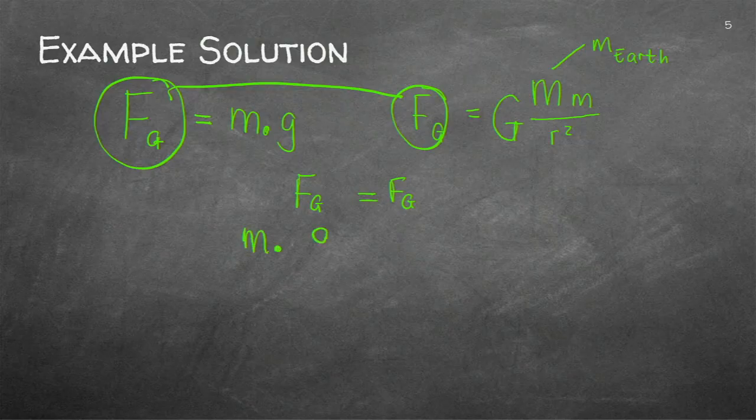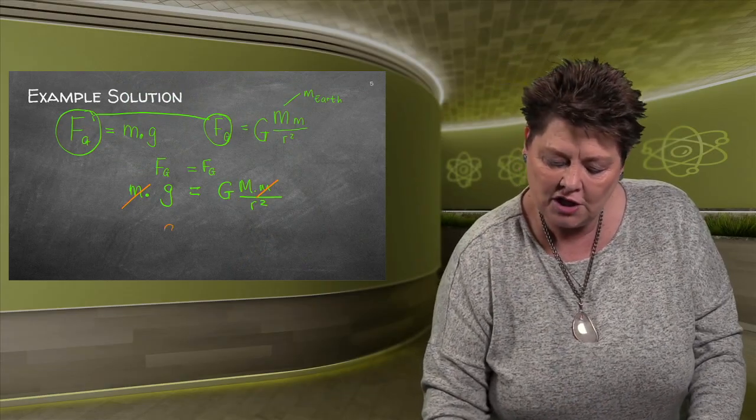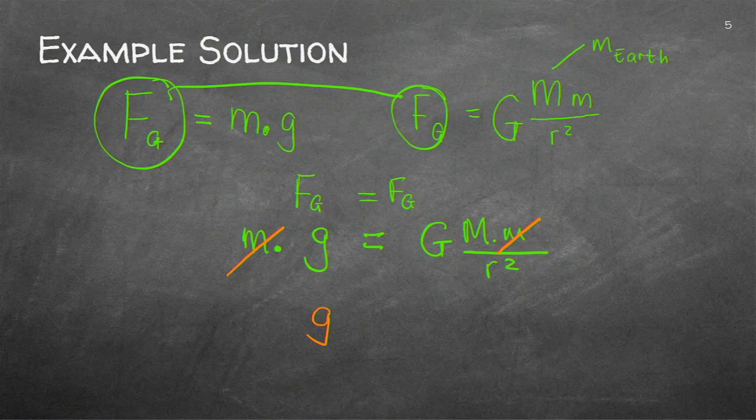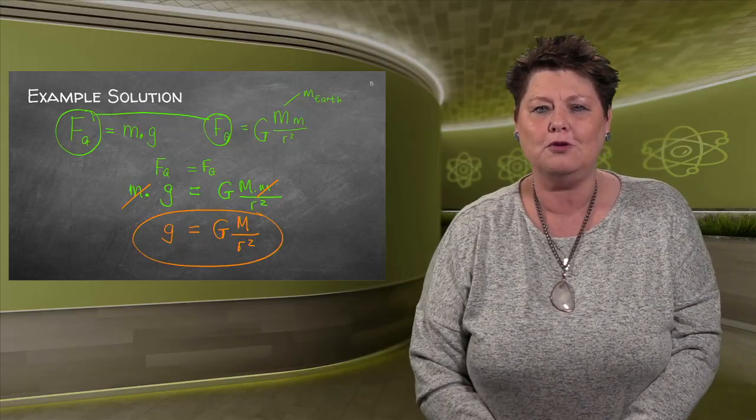m times g is equal to G M m over r squared, and this is the small mass of which you determine the weight. Can you see I've got a mass on this side, a mass on that side, which gives me a new equation, and you'll also find this on your information sheet. g, which is the gravitational acceleration, is the universal constant times the mass of Earth over the radius from the midpoint squared. Make sure that you are also able to apply that. You've got to be able to apply that.